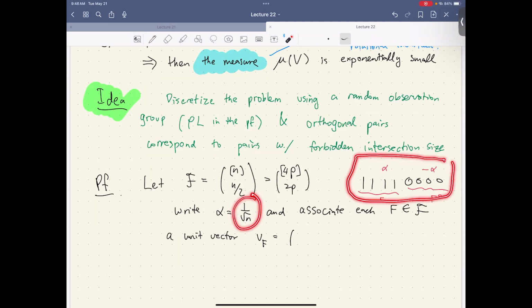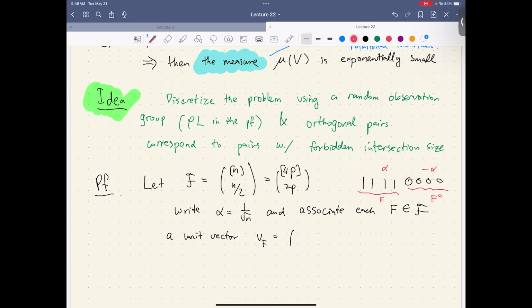Because each alpha is 1 over square root n, the L2 norm, the length of this vector, is exactly 1. So this is a unit vector. Write it out precisely. That equals the characteristic vector of F, but we then have to make the complement negative, so minus the characteristic vector of the complement, and we make it a unit vector by multiplying by alpha.